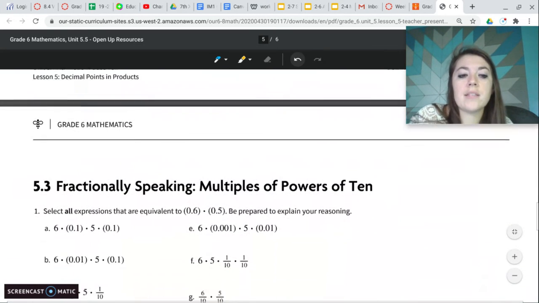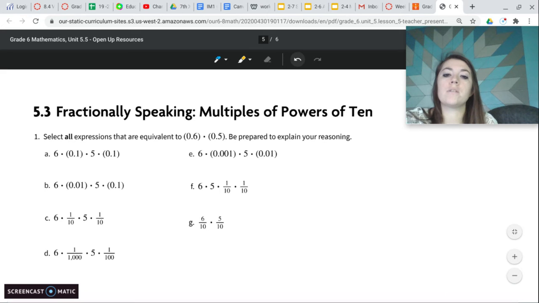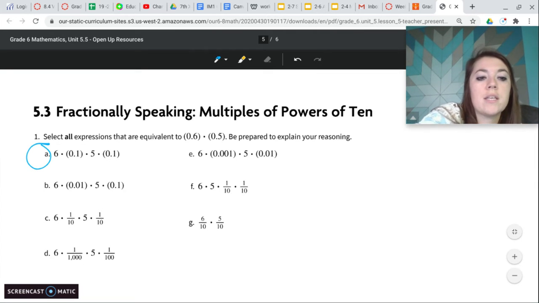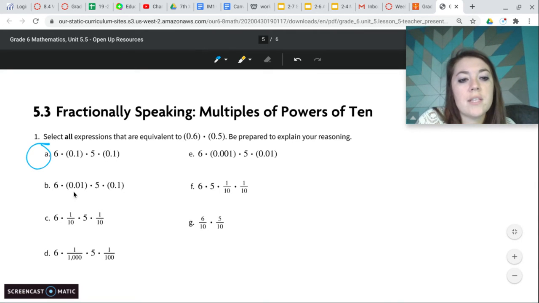All right, the next section, fractionally speaking, multiples of powers of 10. Select all the expressions that are equivalent to 6/10 times 5/10. Explain your reasoning. So if we look at this first one, we have 6 times 1/10. What does that become? 6/10. Times 5 times 1/10. What does this become? 5/10. So is it equivalent? Yes. All right, we have 6 times 100th times 5 times 1/10. Does that work? Nope. We have 100th versus a tenth.